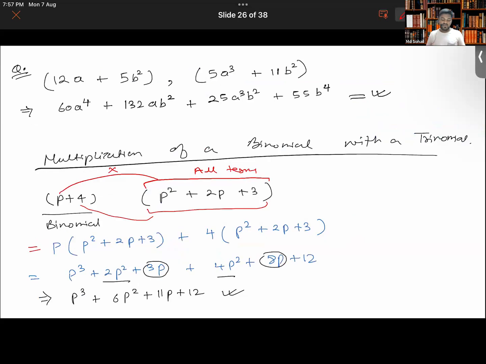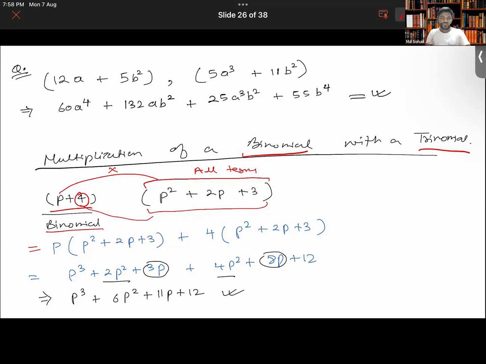In fact, multiplication of a binomial and a trinomial is also pretty simple, right? Take the example of this binomial p plus 4 here. This p, the first term of this binomial, is getting multiplied with each term of the trinomial. Then the next term of this binomial, that is 4, also gets multiplied with each term of the trinomial. Further, you look out for the similar terms, group them together, do the operation, and then we get the answer.